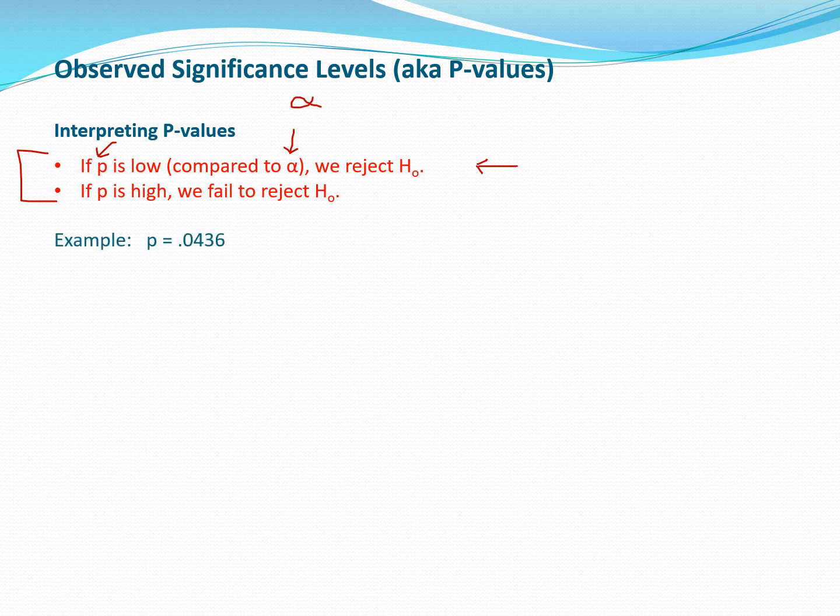So in our example, the p-value is 0.0436. If we're testing at alpha equal 0.05, is the p-value low? It is. We reject H naught. When we test at alpha equal 0.01, is the p-value low? Well, it isn't, right? 0.04 isn't lower than 0.01. We fail to reject. It really is that simple.